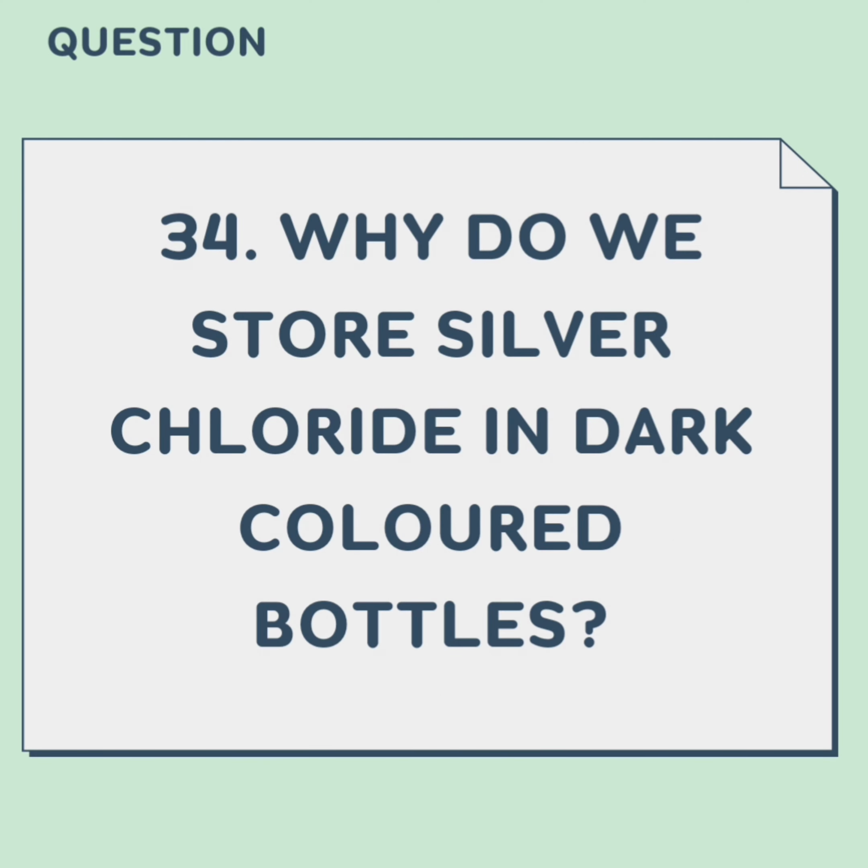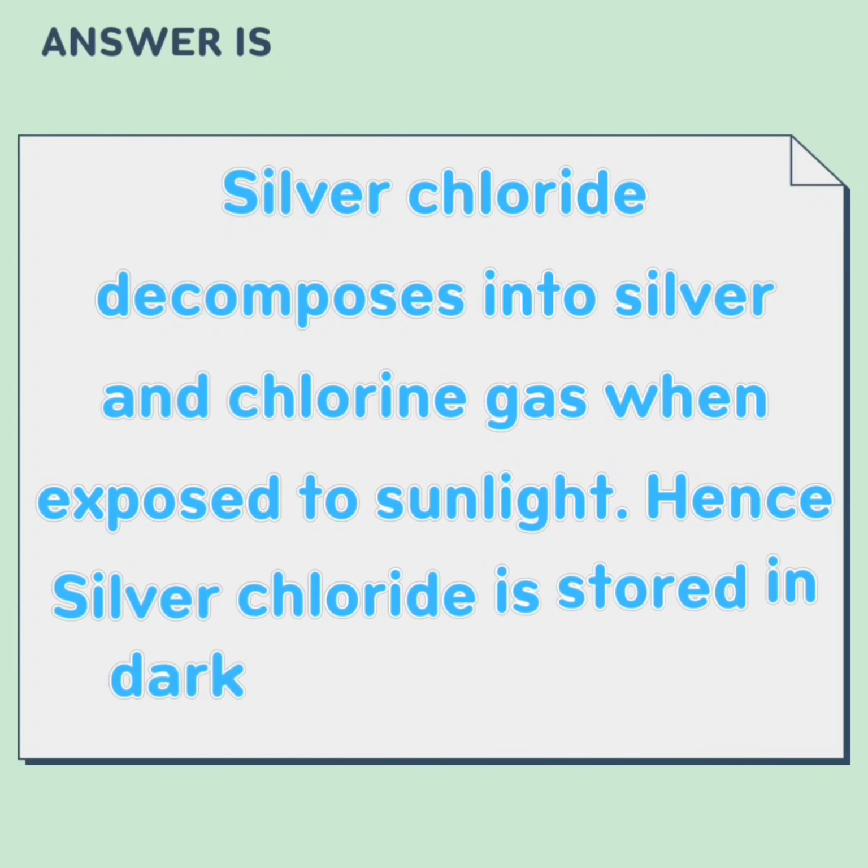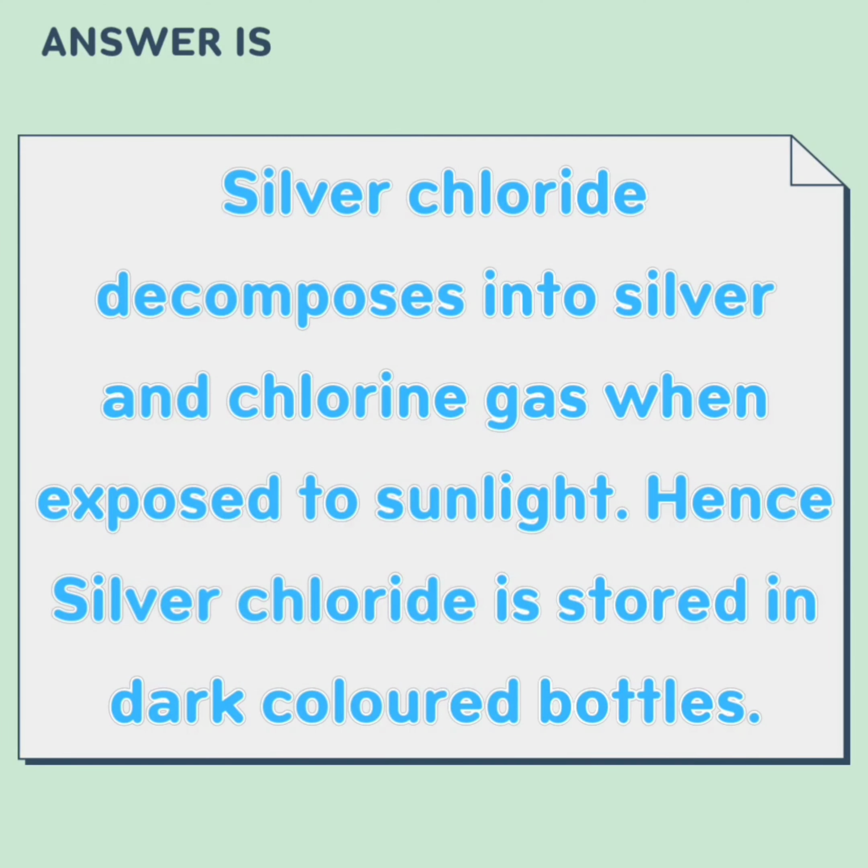34. Why do we store silver chloride in dark-colored bottles? Answer. Silver chloride decomposes into silver and chlorine gas when exposed to sunlight, hence silver chloride is stored in dark-colored bottles.